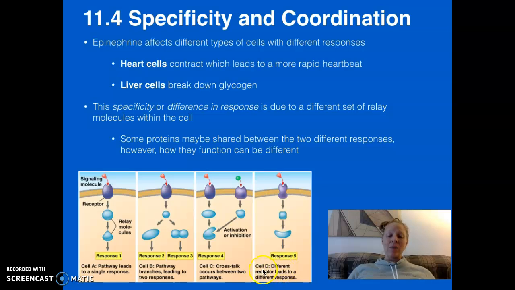Finally, in cell D, notice that this protein here is different. It's a different shape, and that indicates that it's a different type of receptor protein. So while we have the same kind of signaling molecule being sent, it's going to be received by a different protein, which is going to send a different set of instructions, create a different pathway, and elicit a different response. So these are the ways that specificity and coordination occur in our cellular responses.